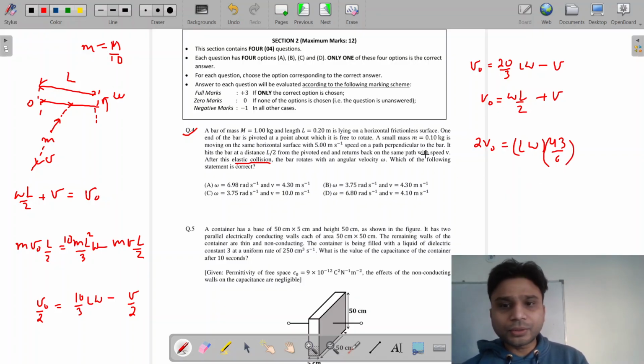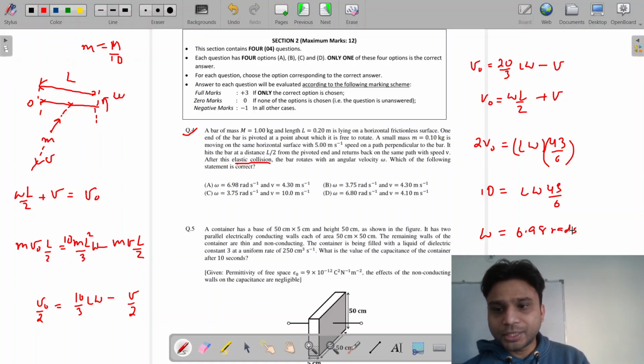The value of v naught is what we know. V naught is equal to 5. So this implies 10 is equal to L omega into 43 by 6. After solving this, you will get omega as some 6.98, very close to 7 radians per second.